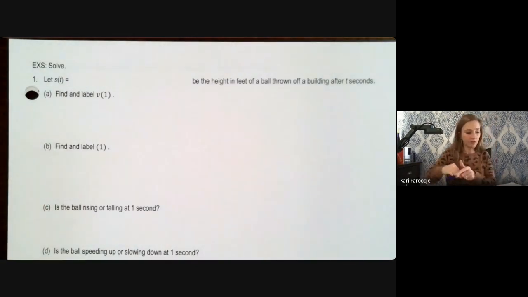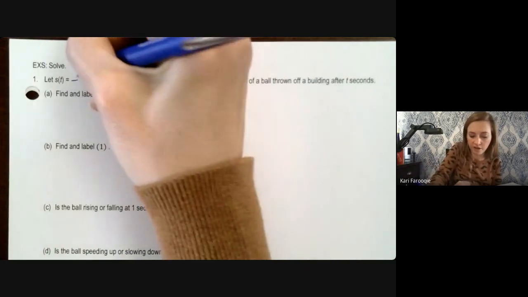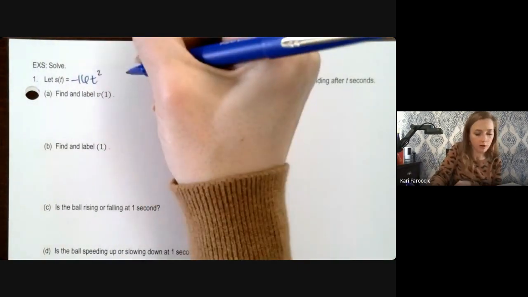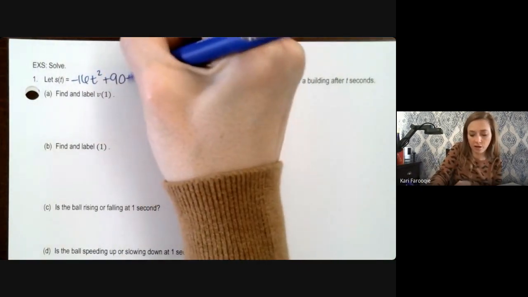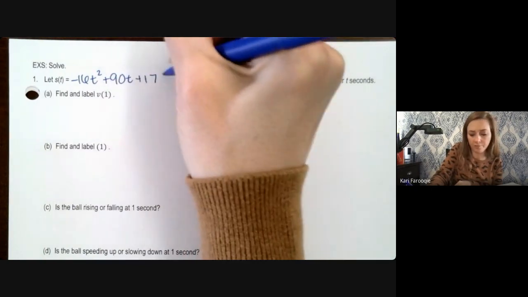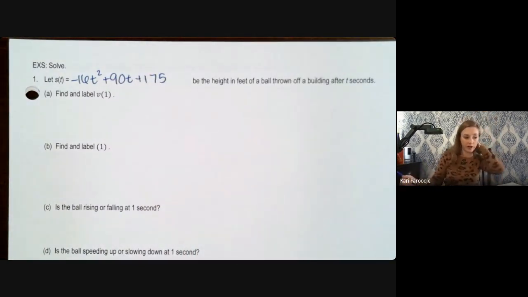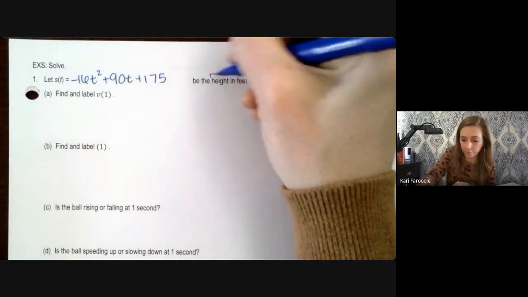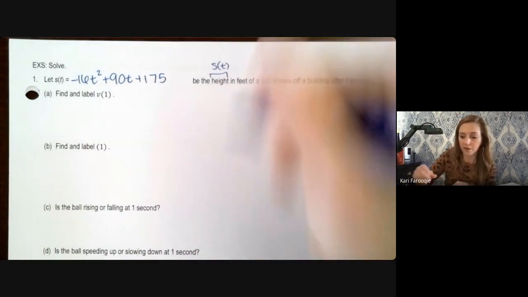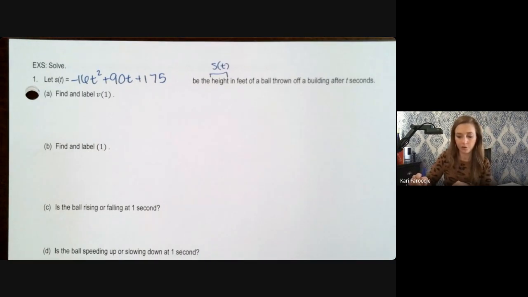I'm going to give you s of t, the position of the ball, which is negative 16t squared plus 90t plus 175. This is going to be the height. So s of t is the height in feet of a ball thrown off a building after t seconds. Find and label v of 1.